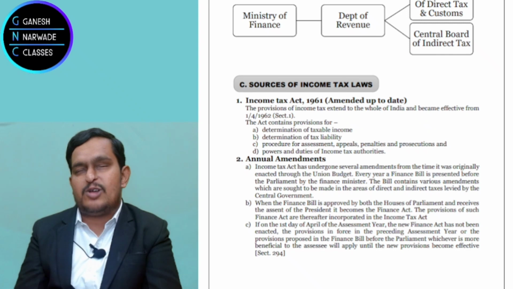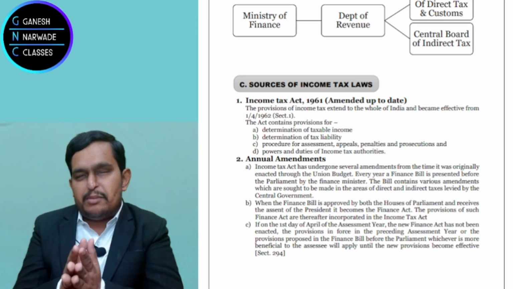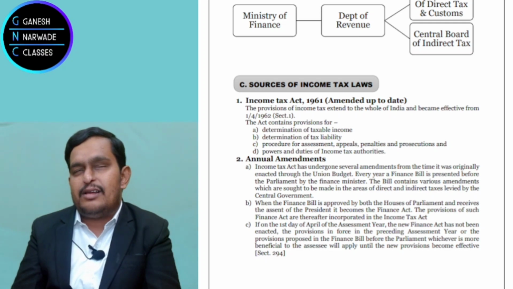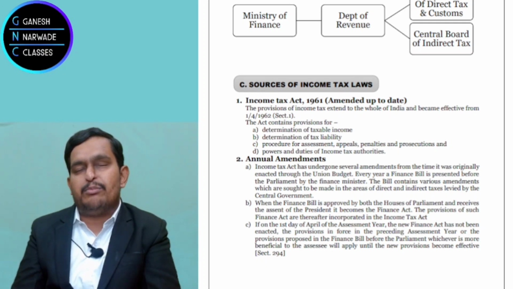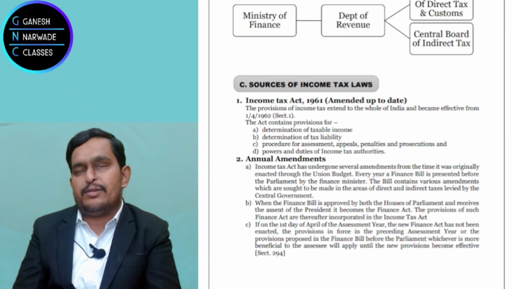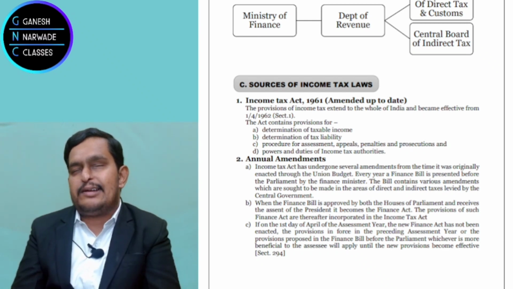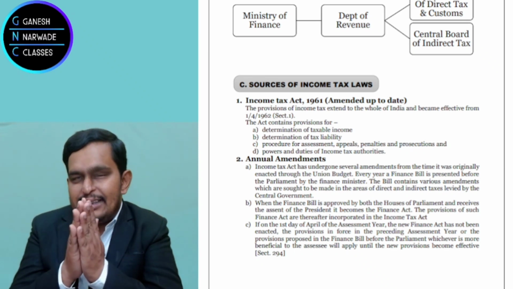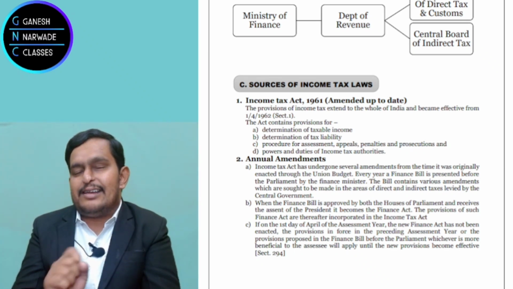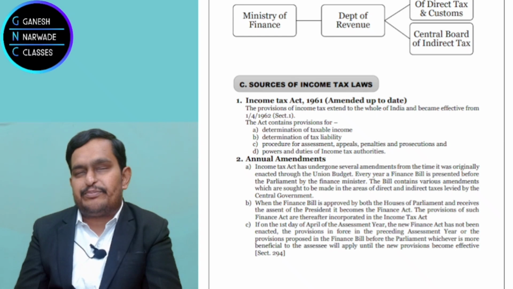What does Income Tax Act talk about? It talks about determination of your taxable income. So you may have many incomes, but are all incomes taxable? May not be. For example, agricultural income is not taxable. Many times, if you earn income by exporting the goods, it is not taxable. So what is your taxable income? To determine that, this Income Tax Act will make the law.